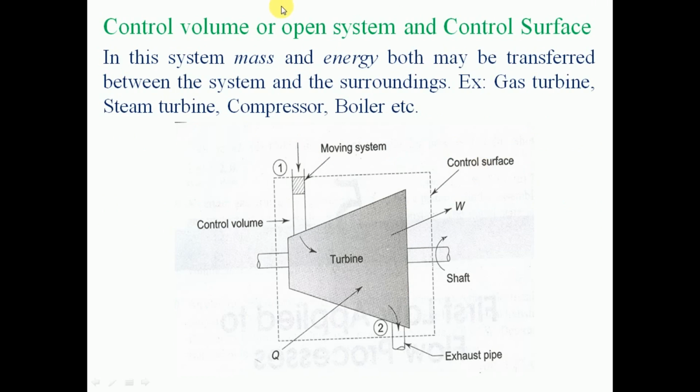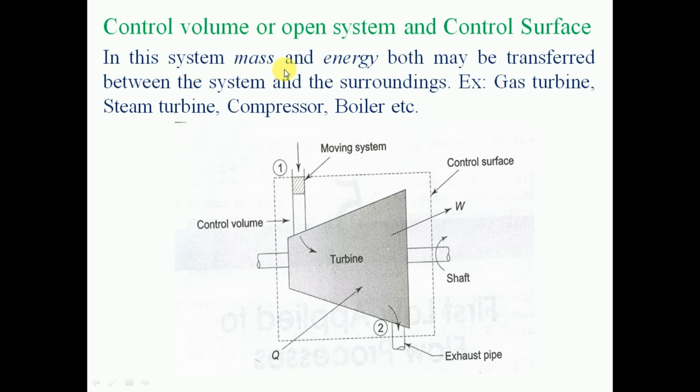Next, control volume or open system and control surface. In the open system, both mass and energy cross the system boundary. There, where to fix the boundary? Both are moving. So in the particular region we are going to restrict, that is called a control volume. And the surface confining that control volume is called a control surface.